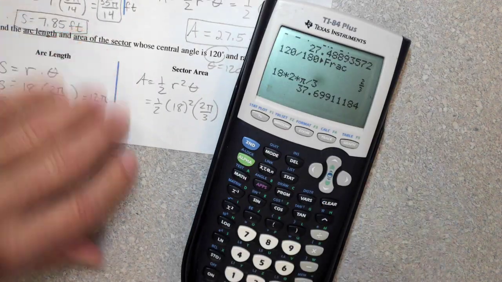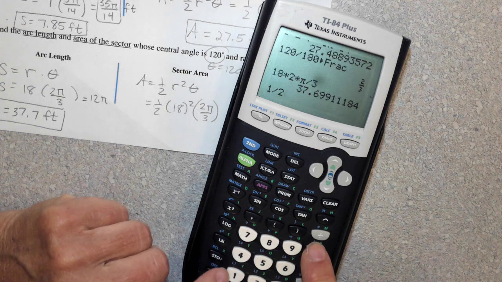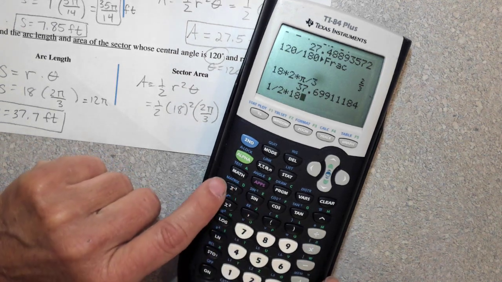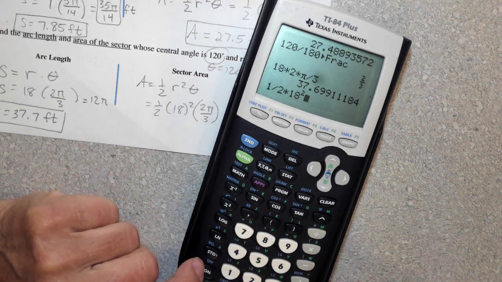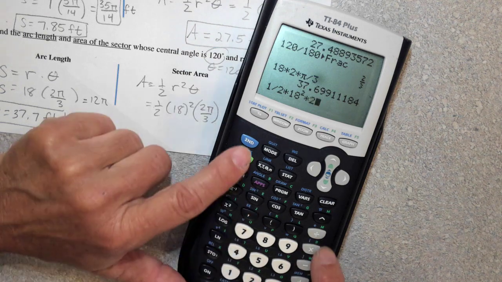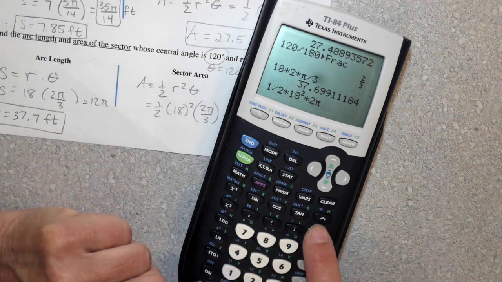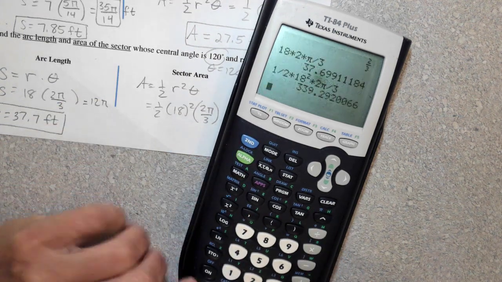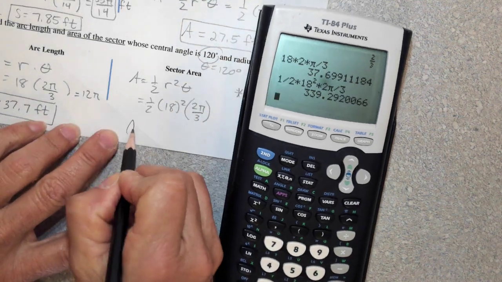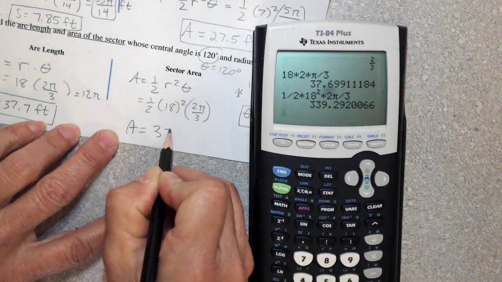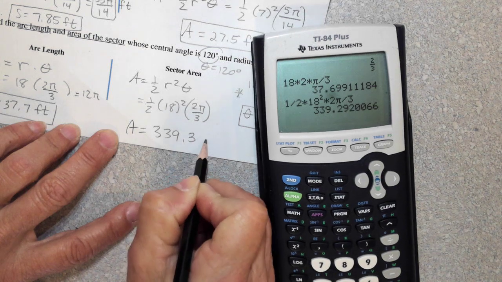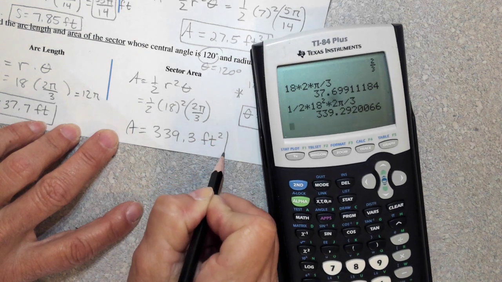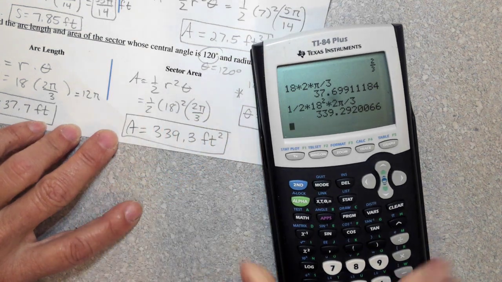And over here, I would have my 1/2 times 18 squared, so remember to square that one in this formula, times 2, and then pi, and divided by 3. So this one is giving me an area of 339.3, and because it's area, I'm going to have feet squared.